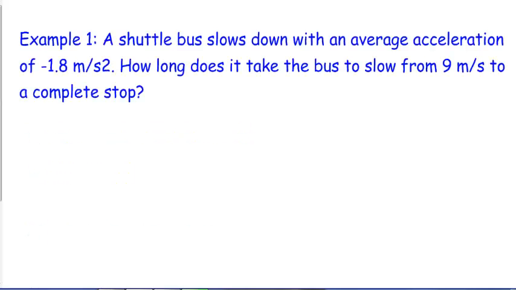Let's look at a few examples. A shuttle bus slows down with an average acceleration of negative 1.8 meters per second squared. How long does it take the bus to slow from 9 meters per second to a complete stop? Well, the first thing I'm going to suggest is that we go through the problem and we underline any information that it's given us and try to label it. You might want to pause here and try that on your own before letting the video advance.